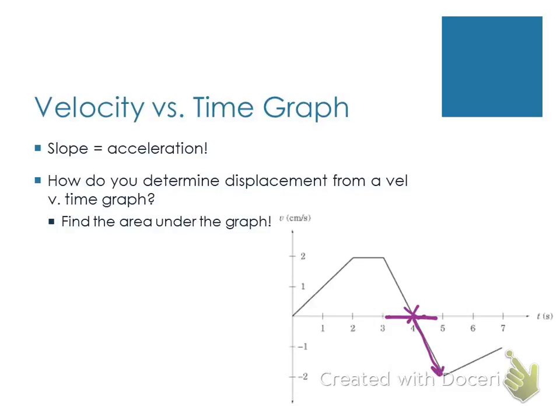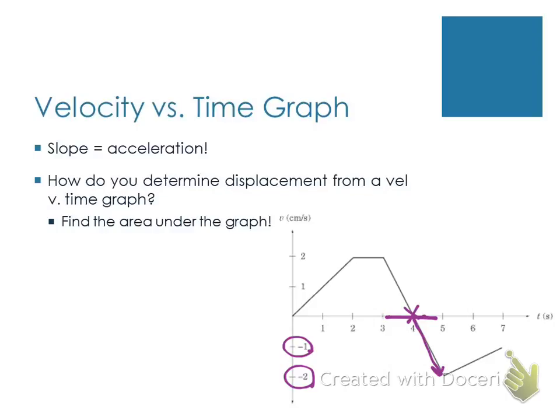Now from here to here, what are we doing? We're going backwards. Are we speeding up or slowing down? Good. We're speeding up in the negative direction because we're going from negative 1 meters per second to negative 2 meters per second. Right? The magnitude of that velocity is getting bigger. The negative is just telling us direction.